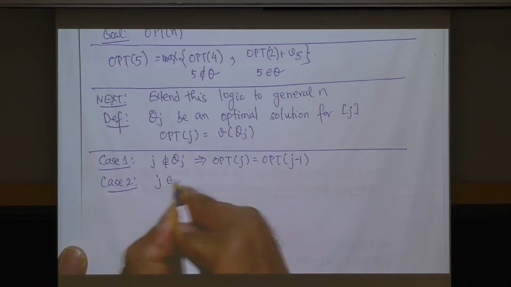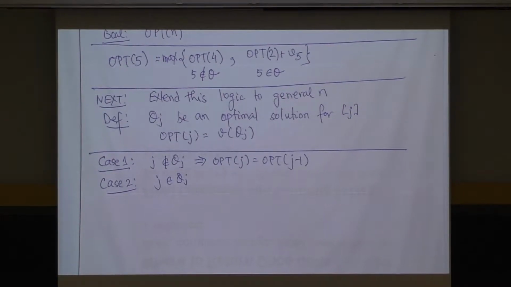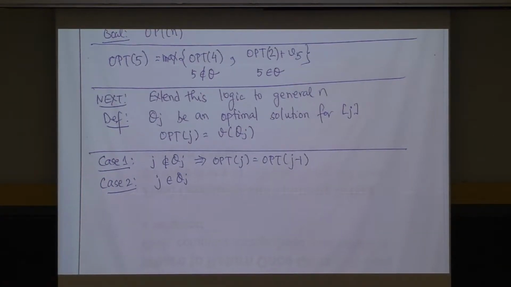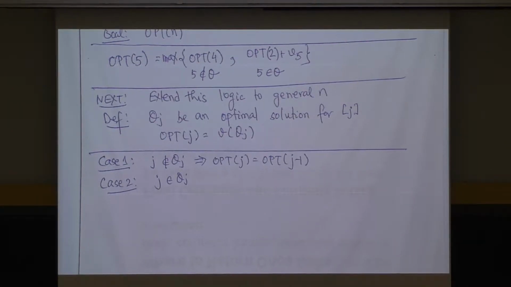The second case is when j is actually in the optimal solution from 1 to j. And now in the previous case, when we had a specific example, we said 5 is in the optimal solution, let's just figure out all the jobs that conflict and throw them away. So what we need to do is figure out a way, given j, to figure out which guys conflict with j. Okay.